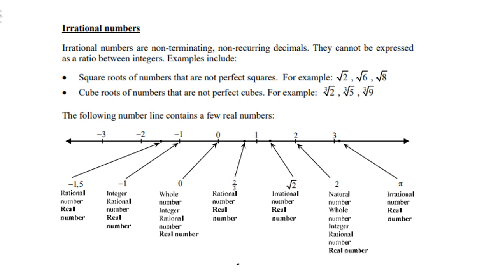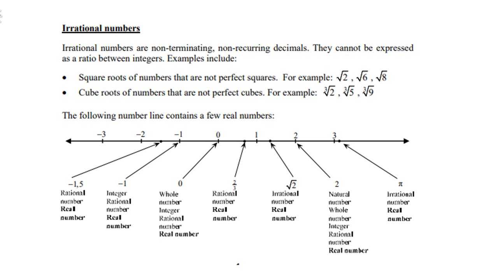The following number line contains a few real numbers. Remember, there are real numbers and there are non-real numbers, don't forget. For instance, if you look at negative 1.5, that is a rational number and it's also a real number. Look at negative 1, it's an integer, a rational number, and a real number. Look at 0, it's a whole number, integer, rational, and real. Look at the decimal 2/3, it's a rational number, and it's real.